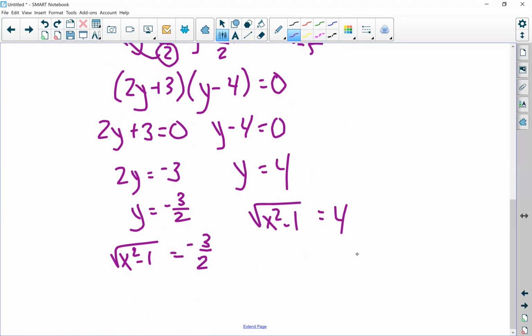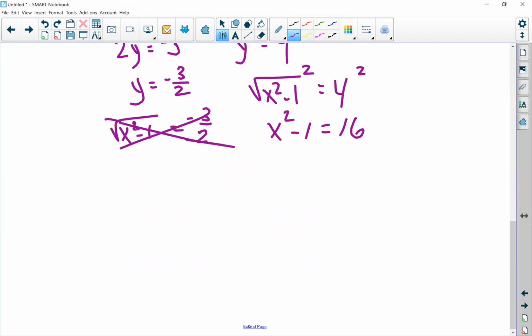And if you remember from our solving of radical equations with square roots, I can never get a negative answer. That's not going to give me any solutions. For the other one, if I square both sides to get rid of the square root, I get x squared minus 1 equals 16. Add 1 to both sides, x squared equals 17, and then take the square root.